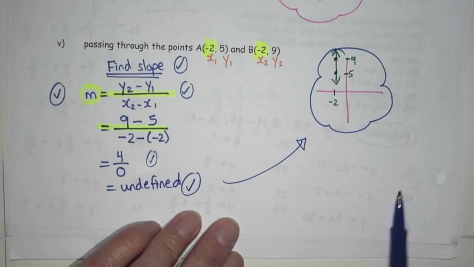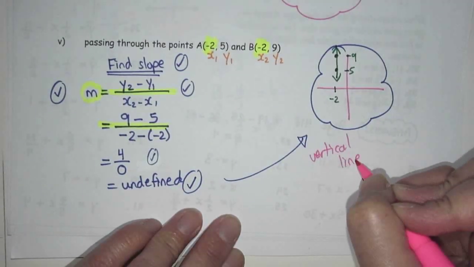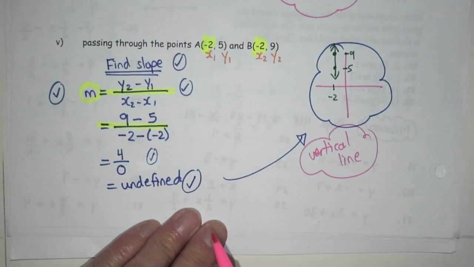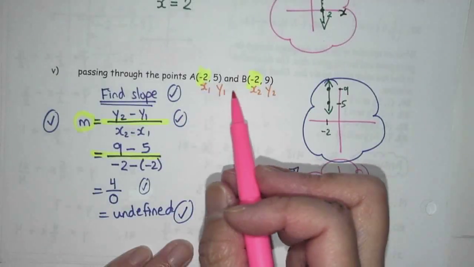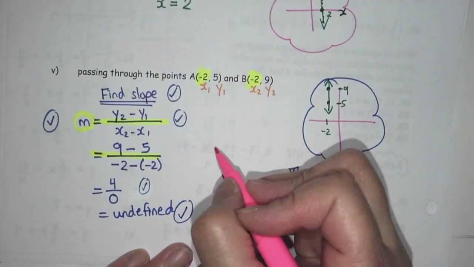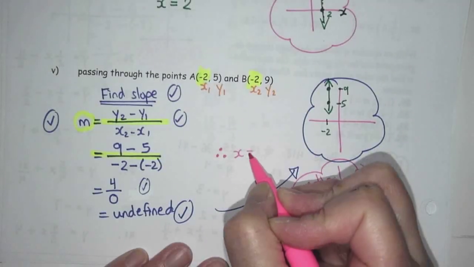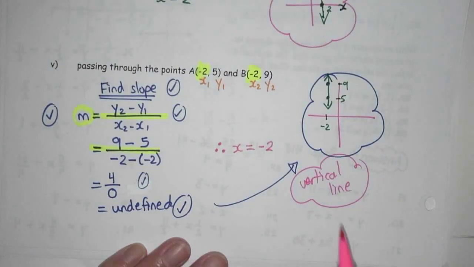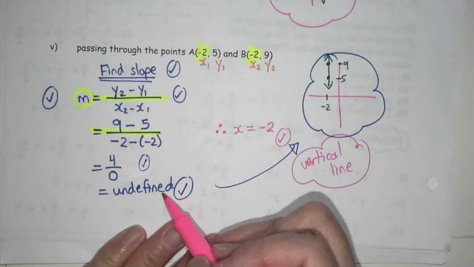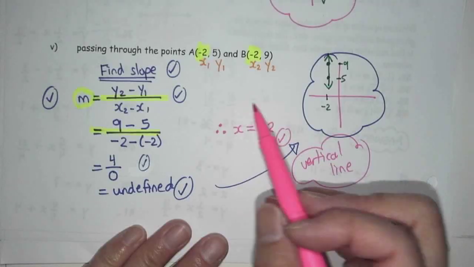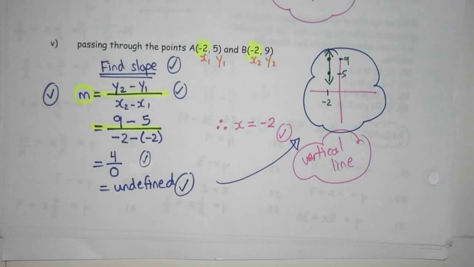So in your brain you go, oh, I know what that is. If it's a vertical line, it's going to be x equals, and then you look and go, look at that, 2 x's are the same. So therefore, my equation is x equals negative 2. Always negative 2. That's my answer. Right, so it's an undefined slope, and I don't need to find b because the equation is always going to be x equals negative 2. So there's no need to find b.